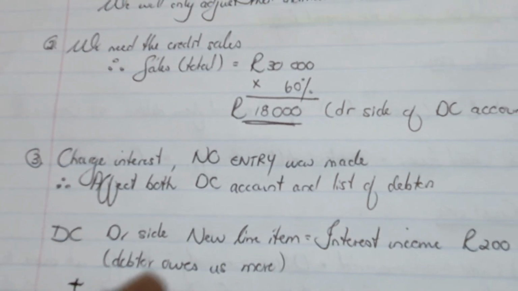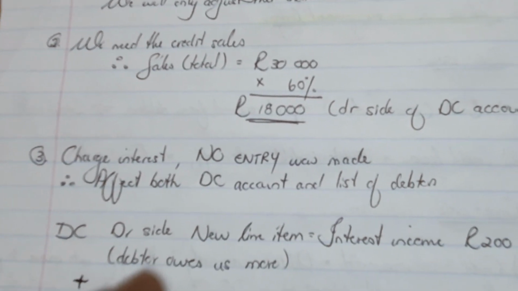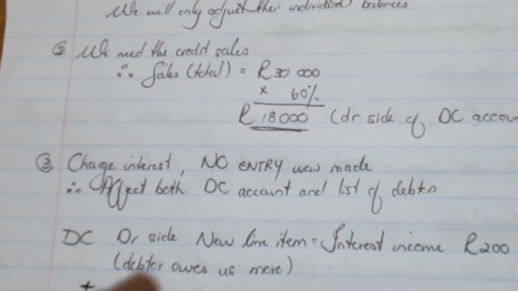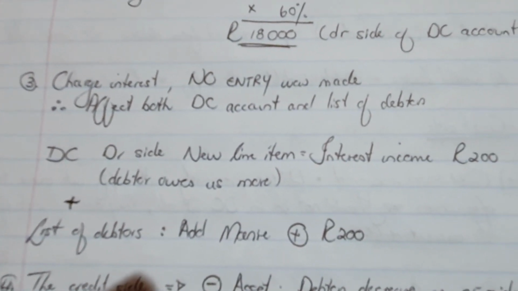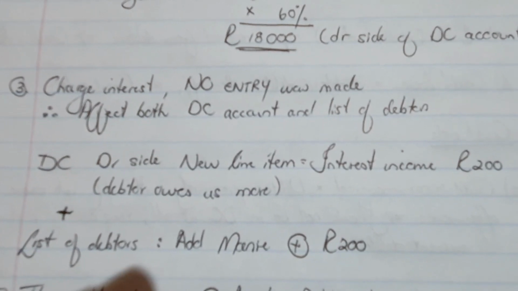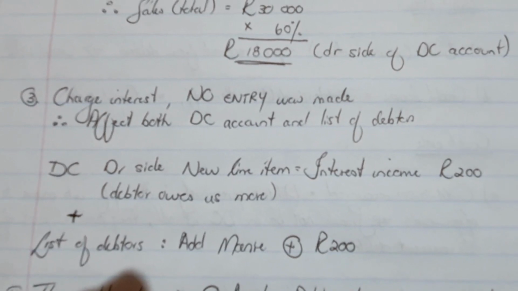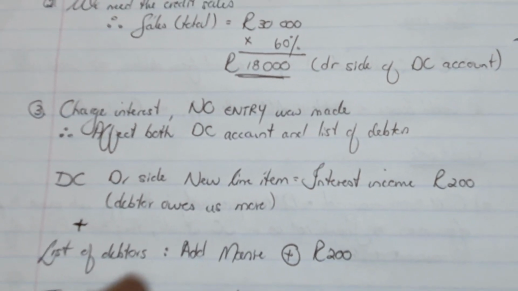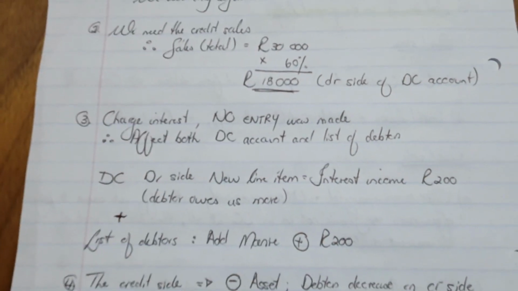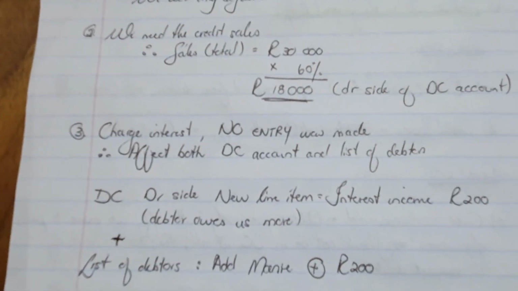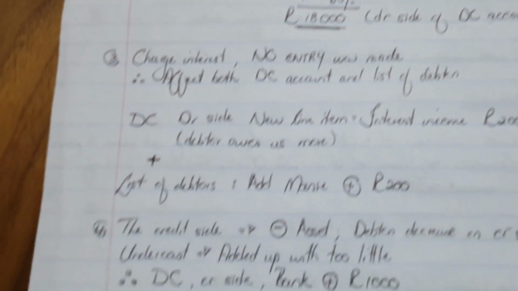Point number 3, they said we are charging interest. No entry was made. Therefore, the general ledger account as well as the individual account of the debtor will be affected. In our debtors control account on the debit side, because we are charging interest, the total debt of debtors will increase with this new interest income that we will be earning, 200 Rand. Therefore, we will debit interest income in the debtors control account, but debtor money now owes us 200 Rand, and we need to add that 200 Rand to the total of the list of debtors.